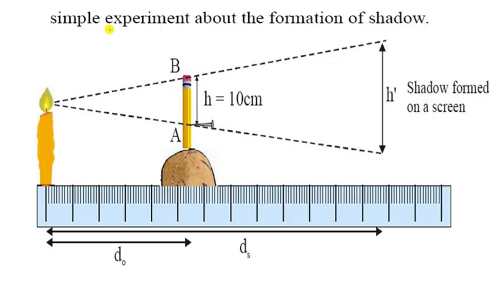So it is a simple experiment about the formation of shadow. It's a pencil, and its shadow is on the wall, and it is the candle. Whenever it's burning, it glows and the shadow is formed here. You can measure the distance of the object and the distance of the image. So we can consider these triangles as similar triangles, so the ratio of their sides is also equal. So we can consider it like this.